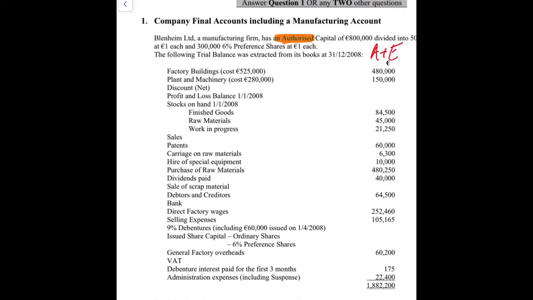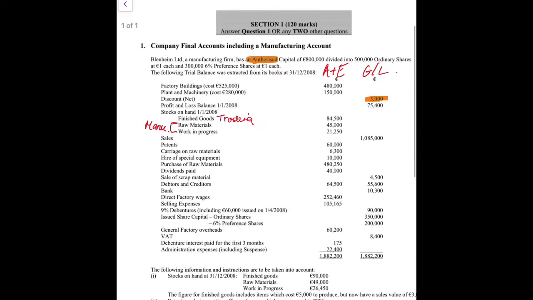So finished goods, that's the one that goes into your trading. Okay. Trading, I'll just write that there. And raw materials and work in progress, they go into the manufacturing. Okay, so just make sure you know that. Then you've got your sales figure, that's standard enough, 1,085,000. Patents are your intangible fixed assets.